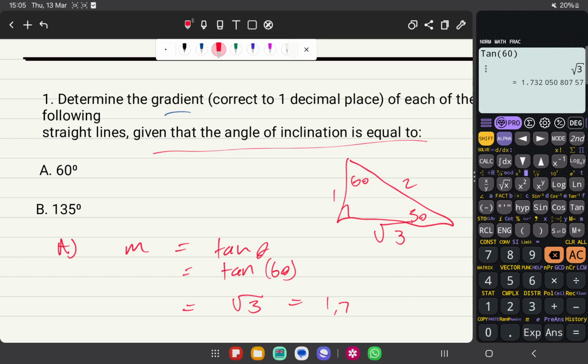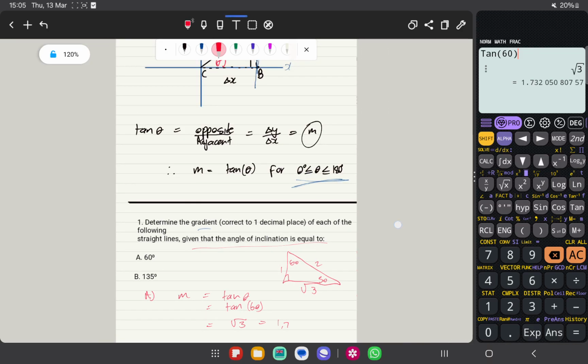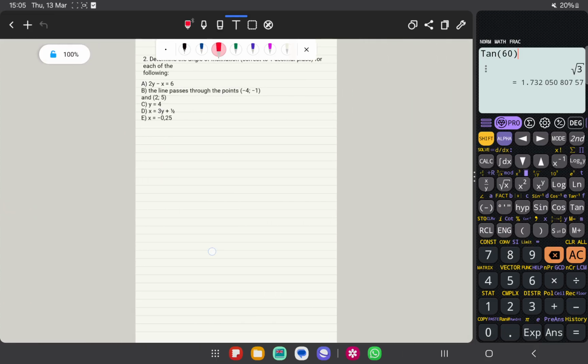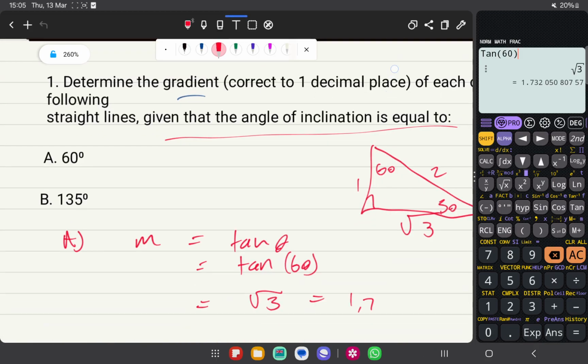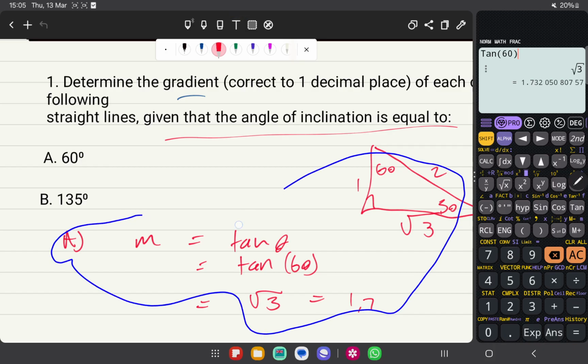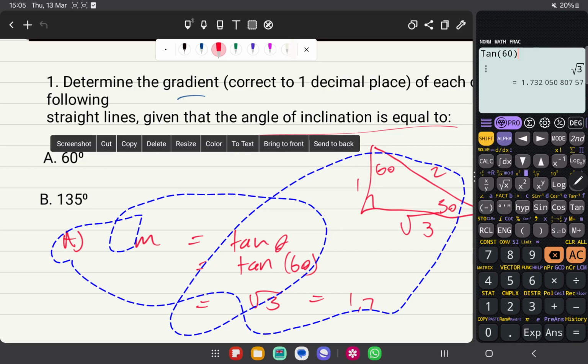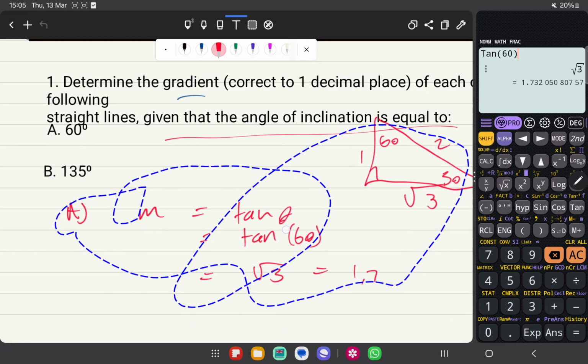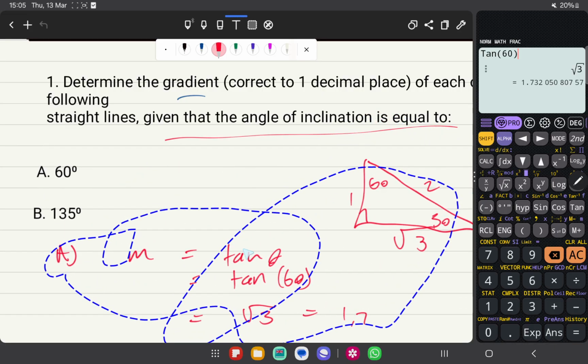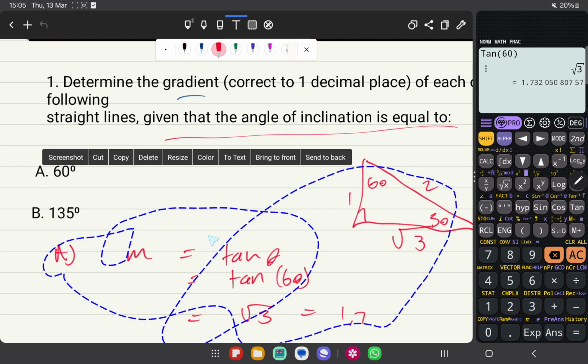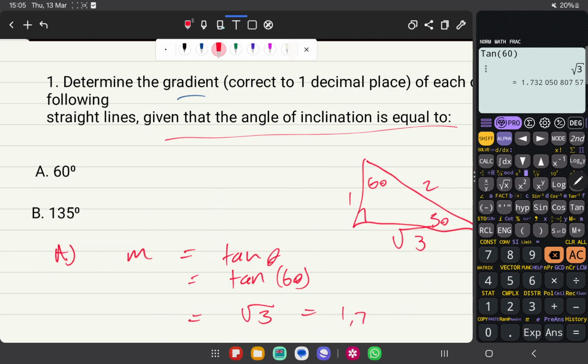Do I have space at the back? Let me see. No, I don't have space. Cool, I might as well just erase this. Maybe should I move it? Nah. Okay, cool.